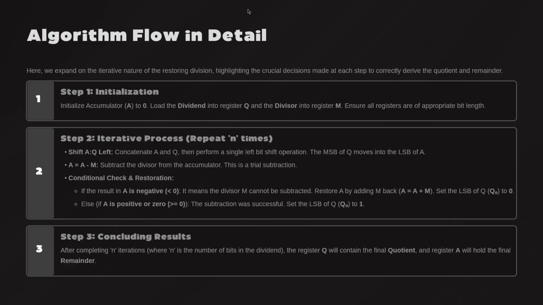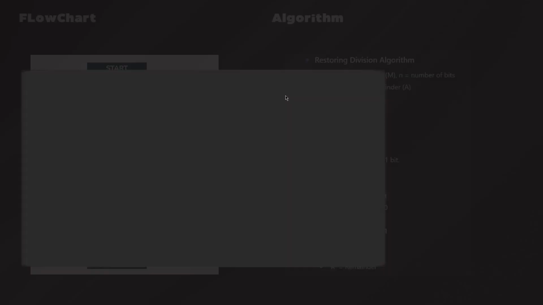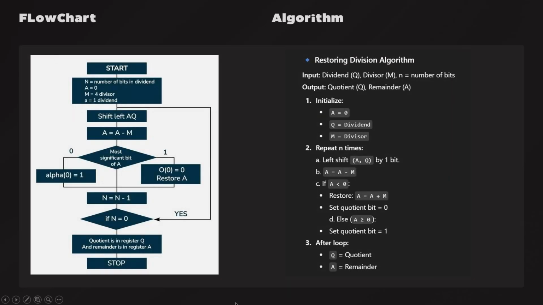After completing n iterations, where n is the number of bits in the dividend, the register Q will be the final quotient and the register A, that is the accumulator, will hold the final remainder. Here you can see the flowchart. It explains the procedure in short.